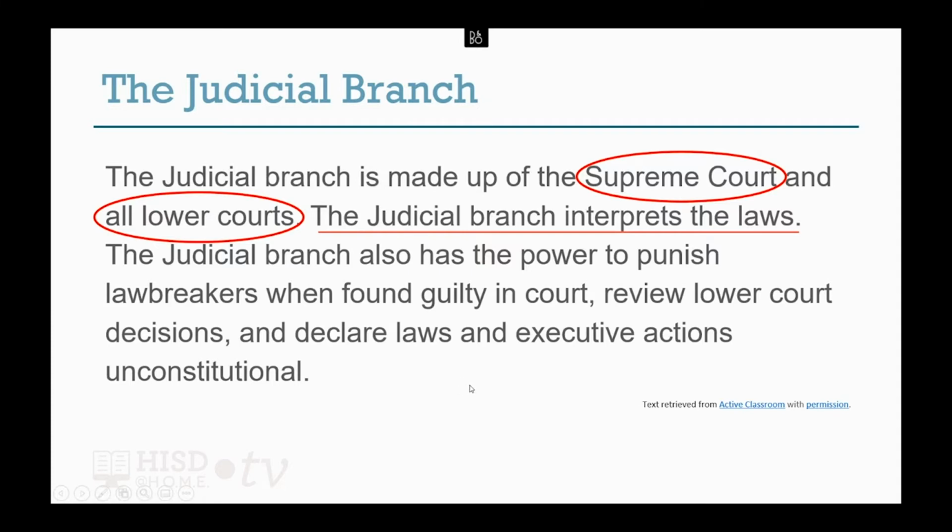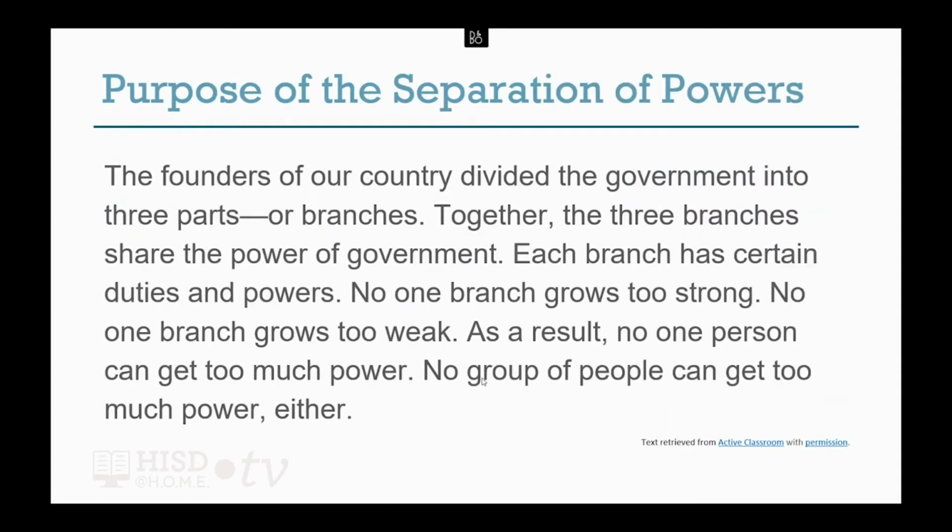Okay, we still have one more question we need to answer, and that's why the framers of the Constitution created the separation of powers within our government, right? So we're going to read about the purpose of separation of powers, and we're going to try to find that answer. Are you ready?